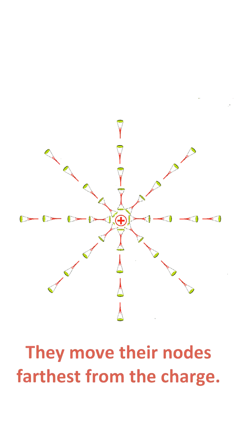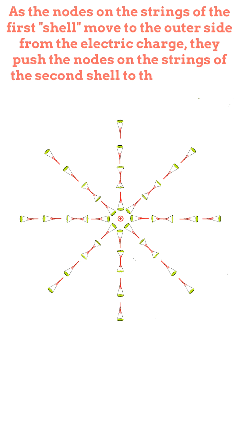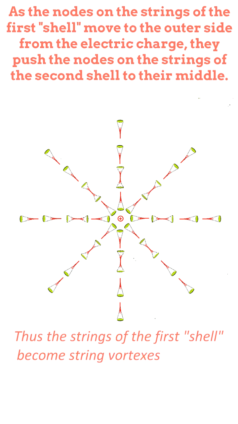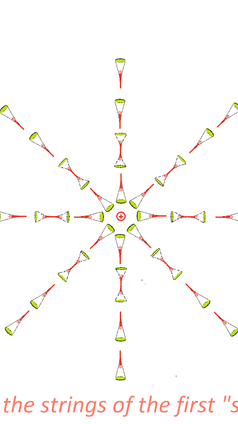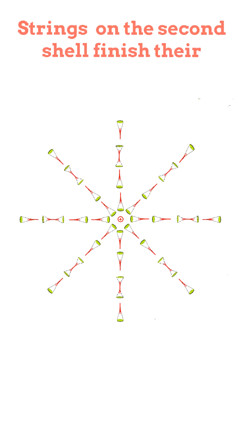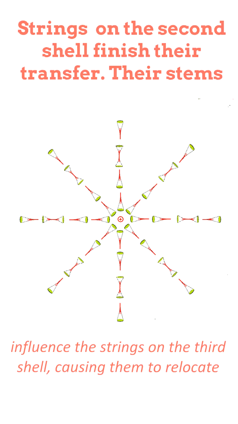They move their nodes farthest from the charge. As the nodes on the strings of the first shell move to the outer side from the electric charge, they push the nodes on the strings of the second shell toward the middle. Thus, the strings of the first shell become string vortexes having a charge, and strings on the second shell are in the shape intrinsic to free strings. Strings on the second shell finish their transfer.